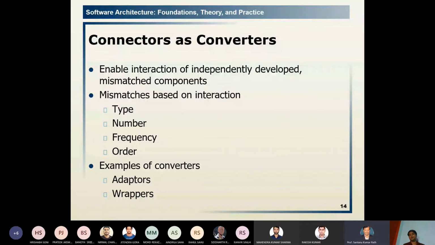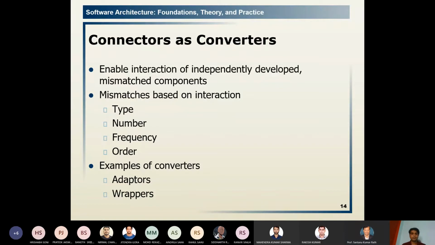Then connectors as converters. Third one, the third role. It enables the interaction of independently developed mismatched components. It helps to interact the two components which are not matching and are developed independently. Those components are independent. They don't have any close relation previously. So if it is the case, then it will act as a converter, just like a protocol converter we use during the interaction between the two networks in our communication system.